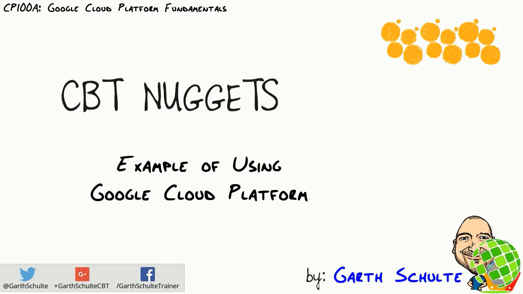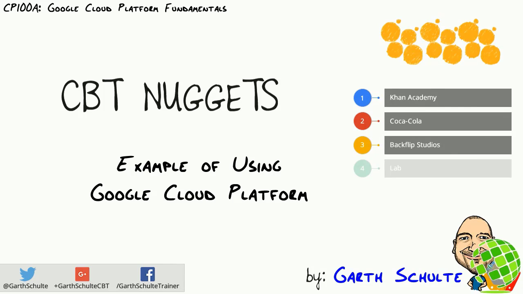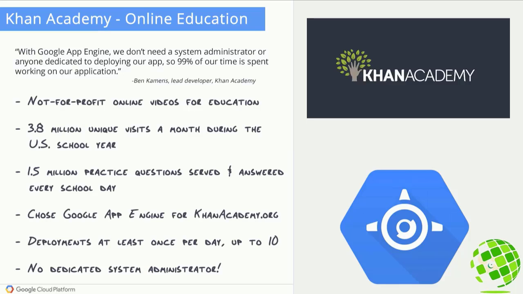Examples of using Google Cloud Platform. In this nugget, we're going to take a look at how companies big and small have built their solutions on Google's cloud. And a lot of these are hybrid architectures, so they've used many products and services together to come up with their solution. Let's get started. Let's start with Khan Academy.